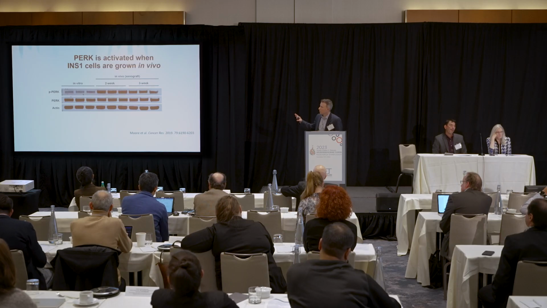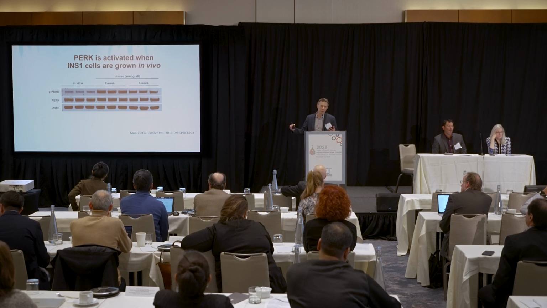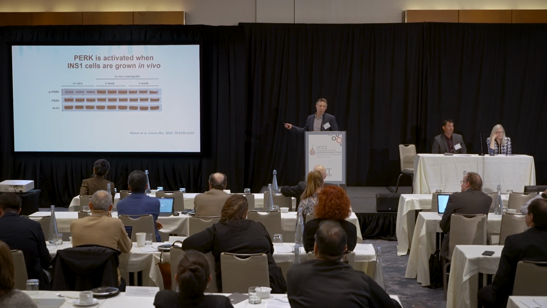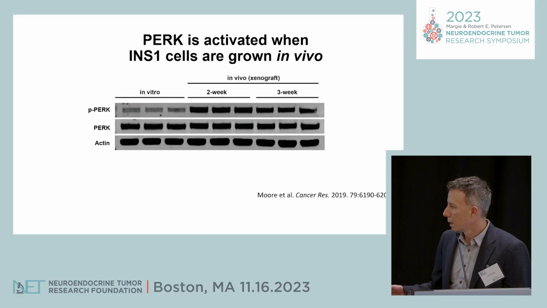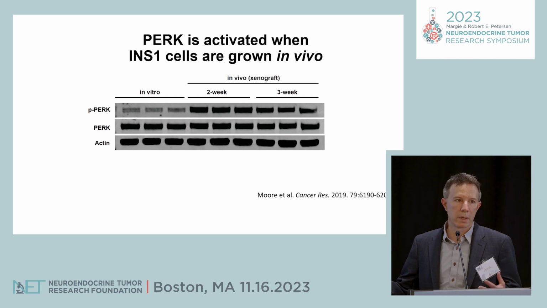And we previously published that the PERK pathway gets quickly upregulated in vivo in the INS1 rat insulinoma pancreatic neuroendocrine model, in which these same cells can be grown on plastic, or you could take them and put them into a mouse in a xenograft. You see that there is some PERK activation in a dish, but within 2 weeks, this pathway is very much turned on in vivo as the tumor struggles, probably because of hypoxia, low glucose, et cetera.